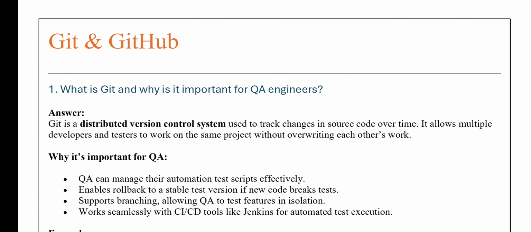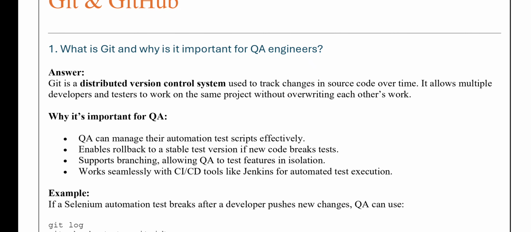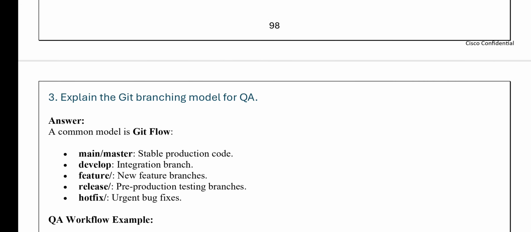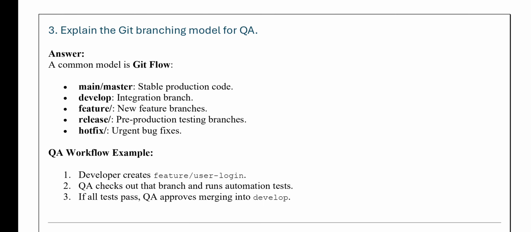Okay, so the next set of interview questions are based on Git and GitHub. What is Git and why is it important? Difference between Git and GitHub. Explain the Git branching model for QA.